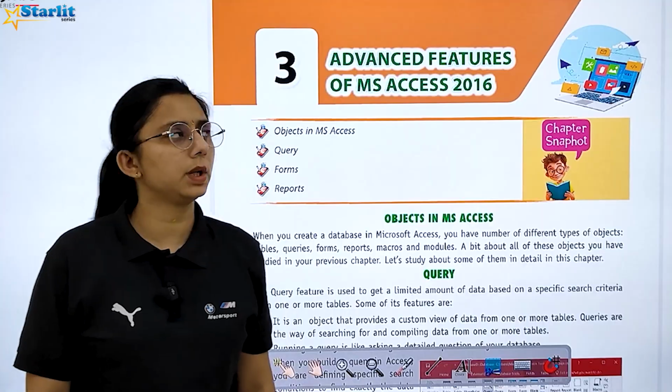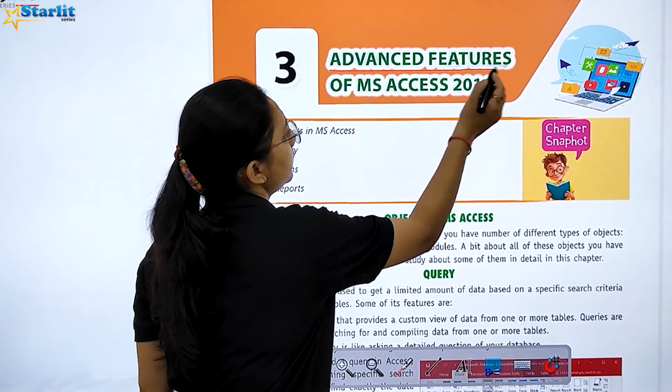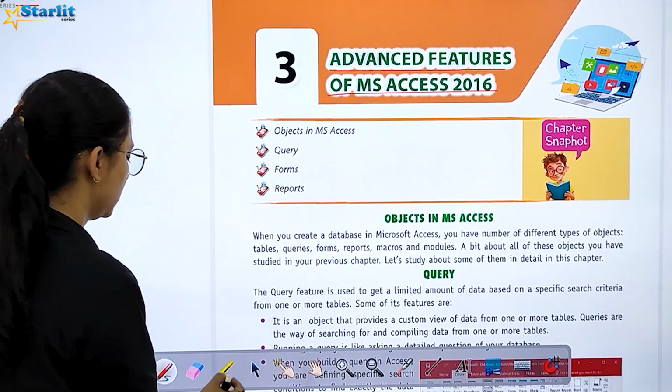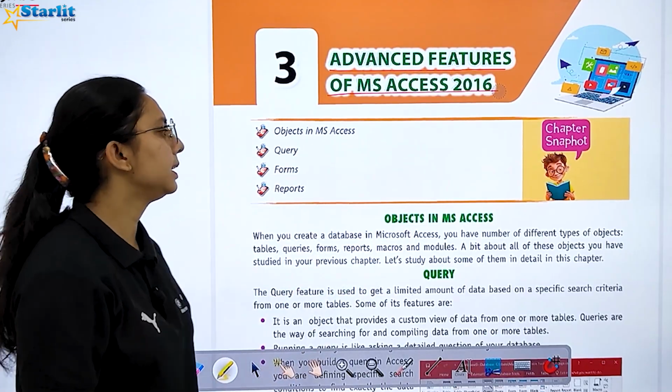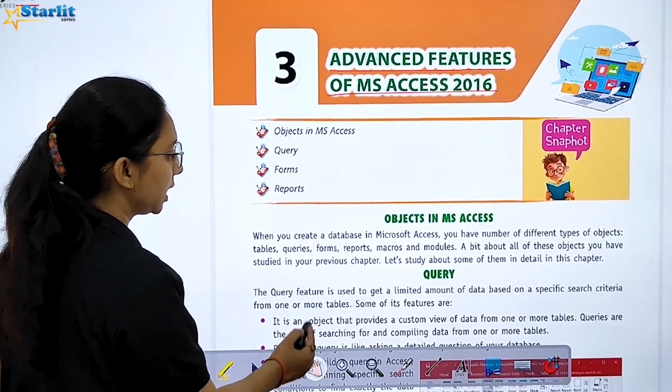Start with chapter number 3, that is advanced features of MS Excel 2016. So let's study about the advanced features of MS Excel. What is an object in MS Excel?